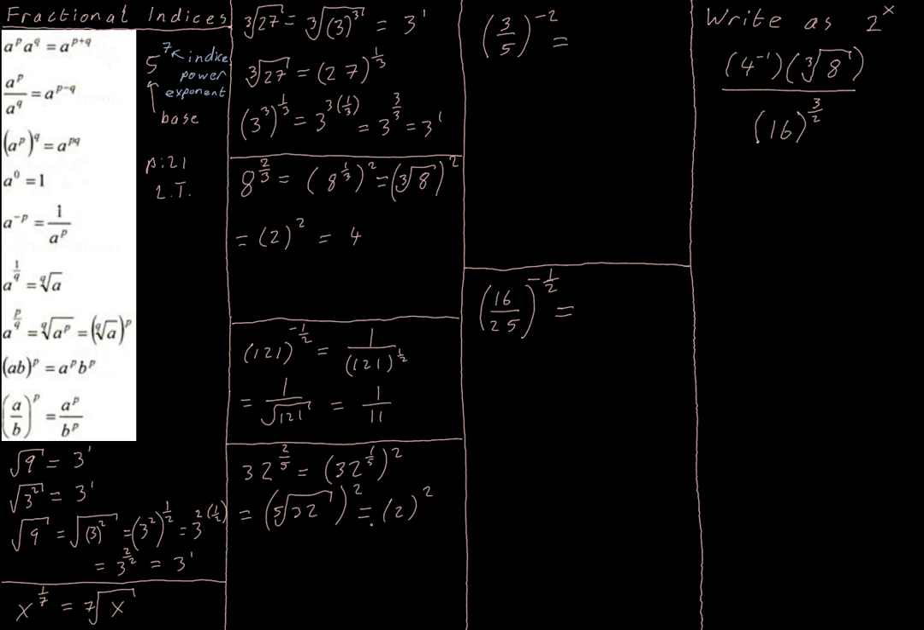But you must show this step by step as you're going through. So 2 squared is 4. And some more examples. We have 3/5 to the power of -2.